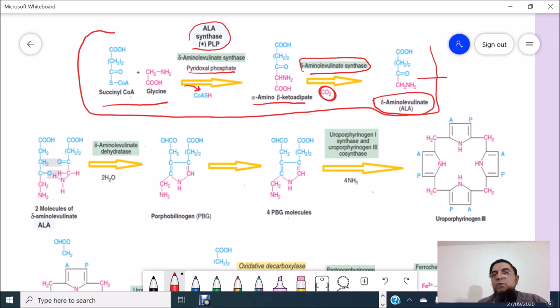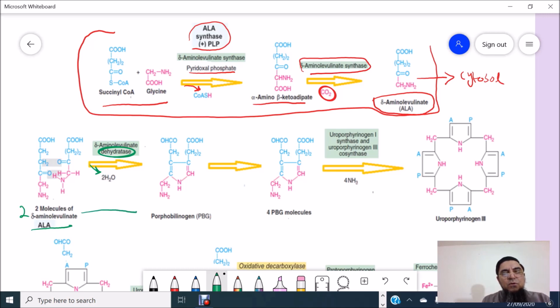Then aminolevulinic acid will come out of the mitochondria and enter the cytosol. In the cytosol, two ALA molecules connect together, and with the help of the enzyme aminolevulinate dehydratase, a water molecule will be removed. The condensation of these two molecules will convert into porphobilinogen. The product will be porphobilinogen.